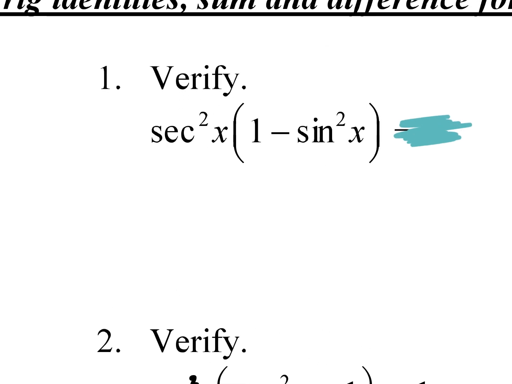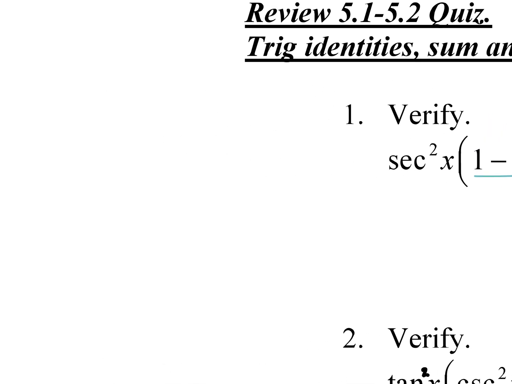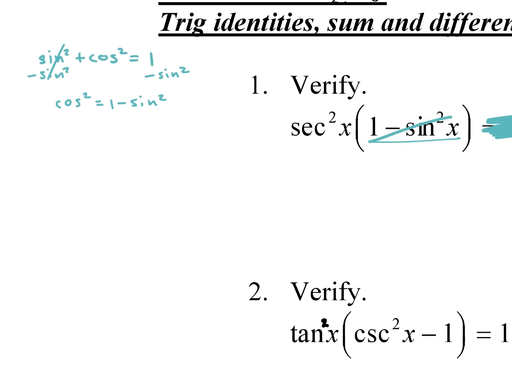So here we want to use one of our identities. We can find what 1 minus sine squared equals with our identities. So our identity that involves sine squared is sine squared plus cosine squared equals 1. To make this 1 minus sine squared, I've got to move the sine squared to the other side. So cosine squared equals 1 minus sine squared. So I'm going to replace the 1 minus sine squared with cosine squared. So we have secant squared times cosine squared.